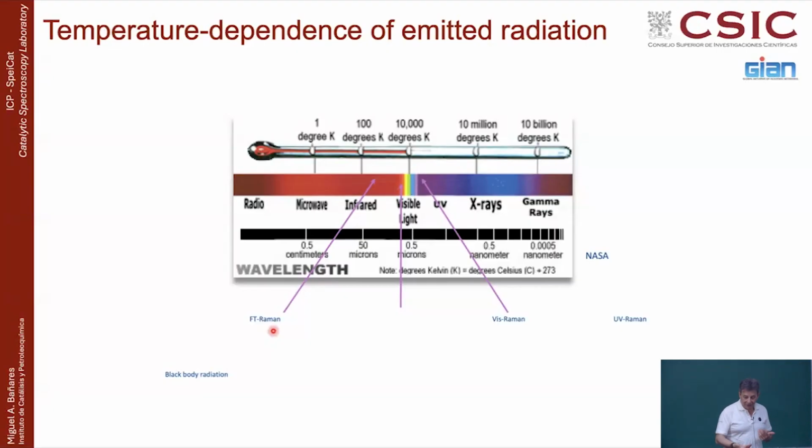Now, if your sample were at a temperature like 300-400 degrees C, over there it will be emitting near infrared radiation. So a laser that works in near infrared won't be able to see anything because you get just overwhelmed by the near infrared radiation.